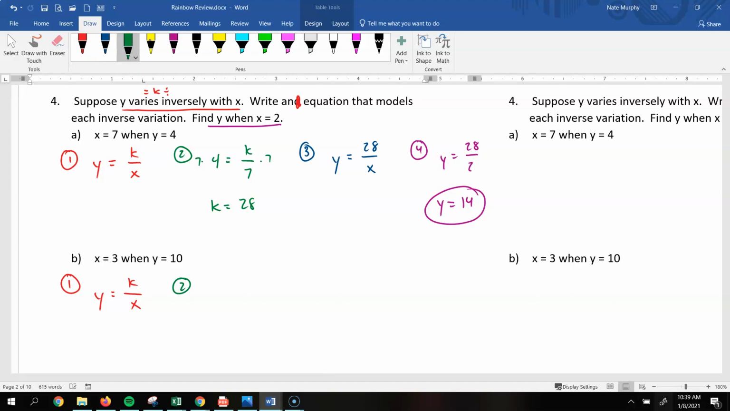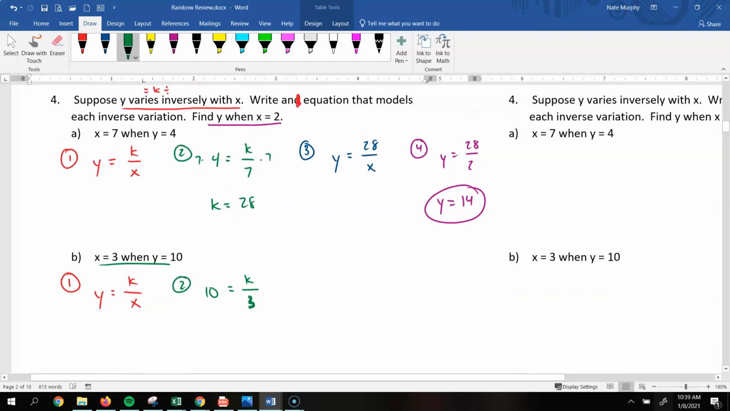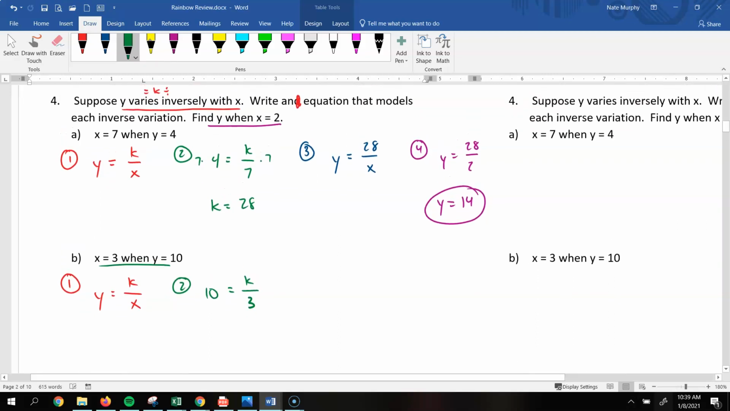Second step is we're going to plug in what we know. We have our general equation, y equals k over x. We know x is 3 when y is 10. So I'm going to put 10 in for y, and we're going to put 3 in for x, because our purpose in the second step is to figure out what our value for k is. If I solve for k, I multiply both sides by 3, so I get k equals 30.